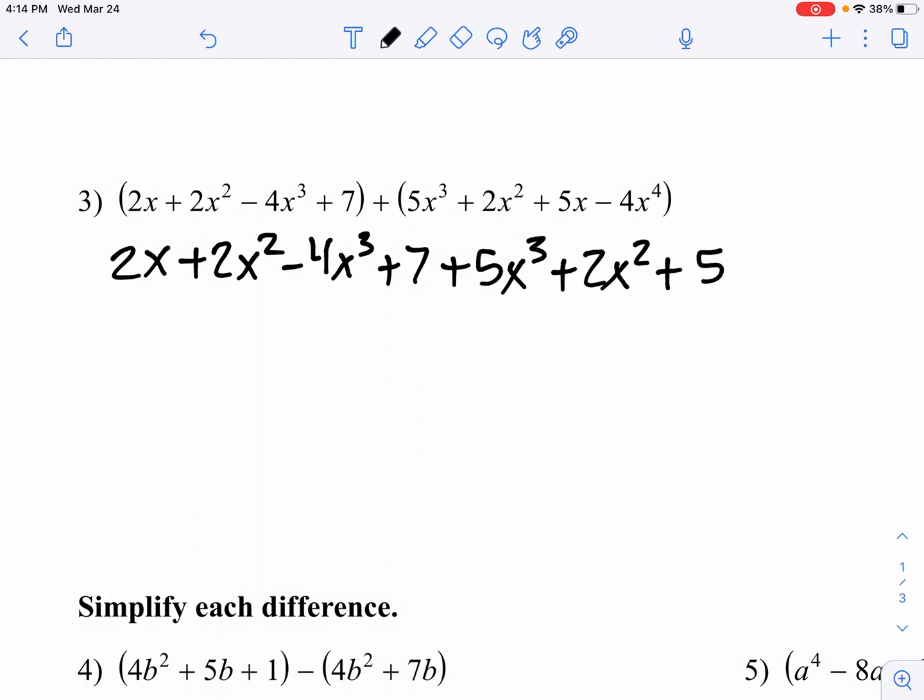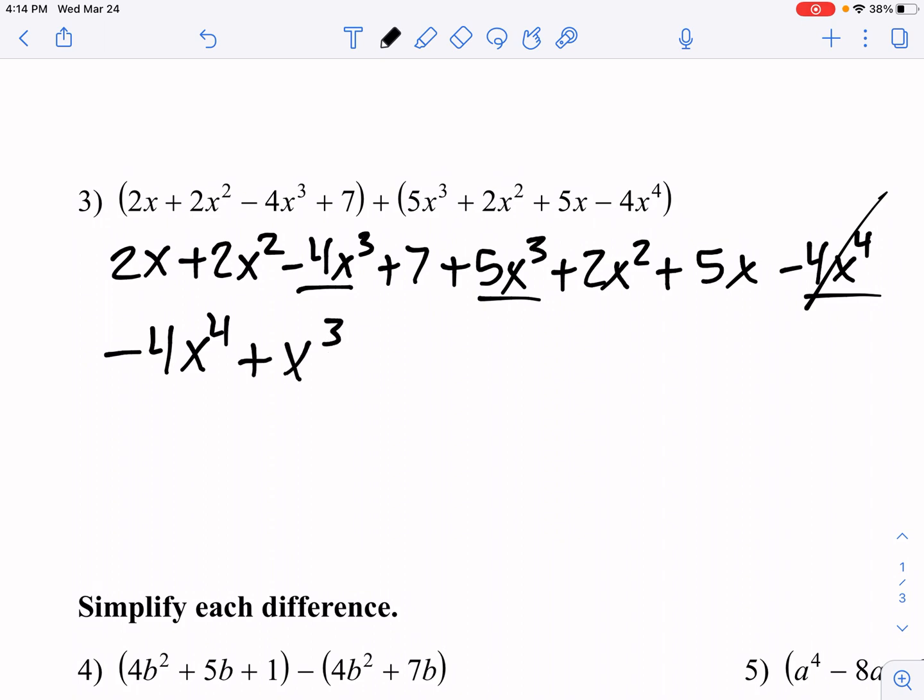Okay? So again, let's look for the highest exponent. The highest exponent I see here is an exponent of 4, and there's no other one, so I'm going to list that term first and keep the sign. That's important. It's a negative term, so we're going to keep the sign. Then the next highest exponent I see are exponents of 3. So we have a negative 4x cubed and a positive 5x cubed. We can put that together. Negative 4 plus 5 is positive 1, or you could just say plus x cubed.